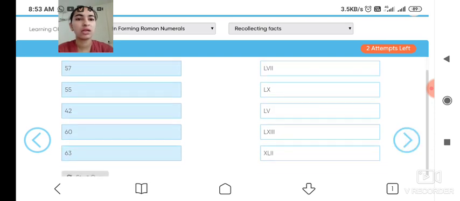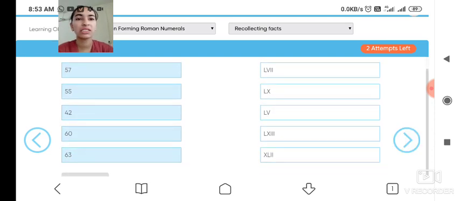Now this is again match the following. This example is also for you. Pause the video and try to match the following. 57 represents which Roman numeral? 55 represents which Roman numeral? You have to choose the correct one. I will give you some seconds. Try to solve this in your notebook. Students, if you are confused, just pause the video and try to solve this.